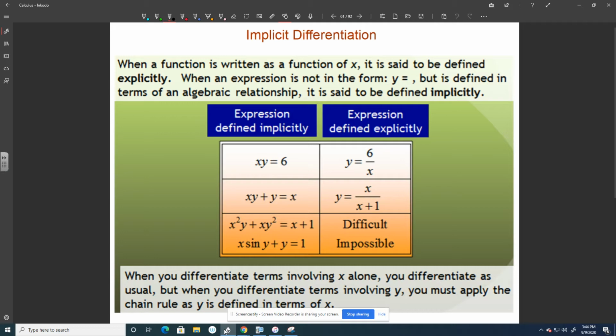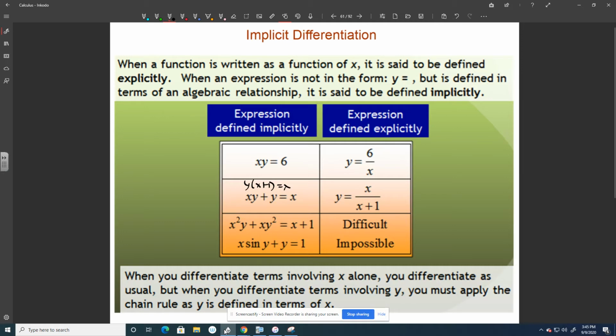So all implicit means is that rather than getting y by itself, sometimes our x and our y are mixed together, but we still need to be able to differentiate. And really that comes down to the complexity of the problem. This one right here, xy plus y equals x, is an implicit expression. But when I factor out the y so that I end up with y times x plus 1 equals x, I can divide by x plus 1 and make it an explicit expression.